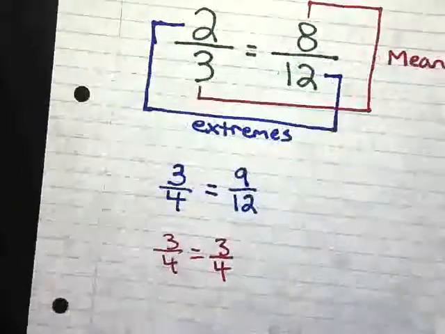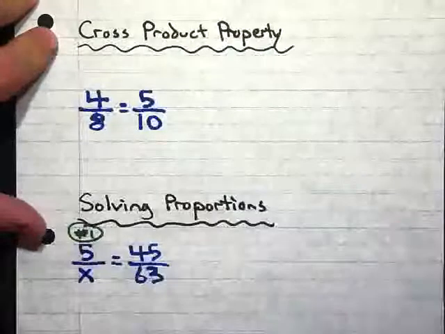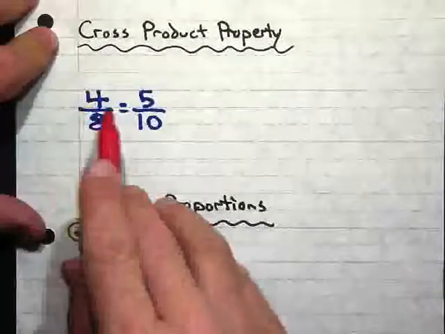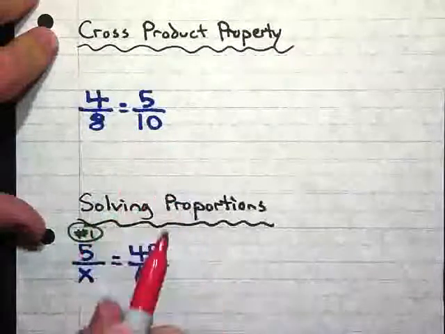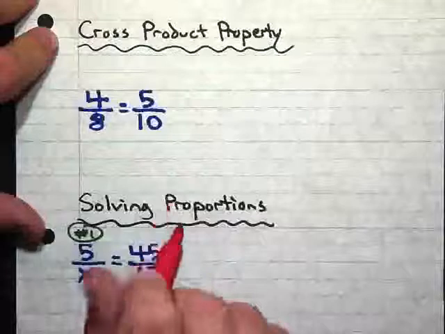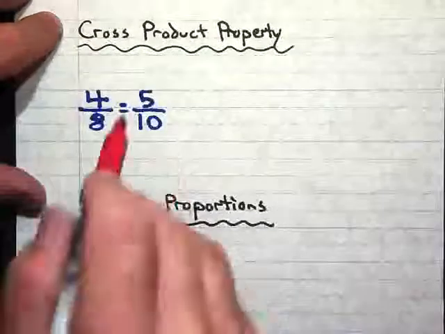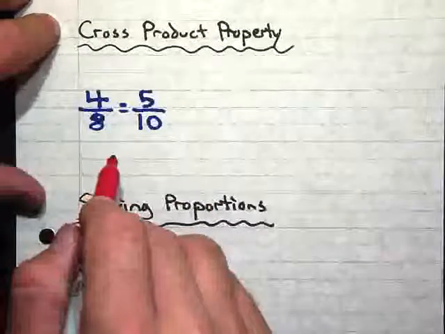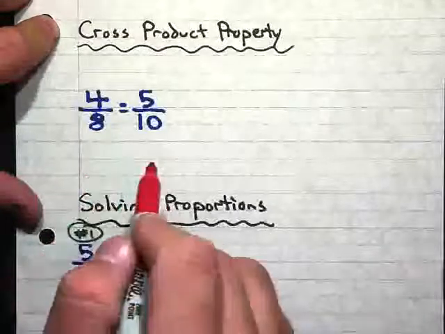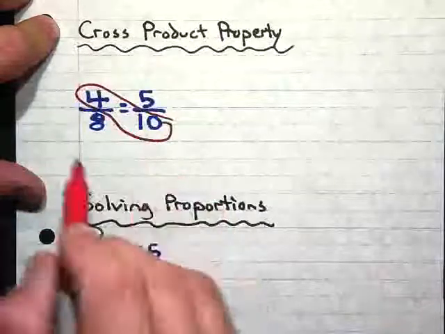All right. So let's take a look at how we can actually solve a proportion. I'm going to use a proportion where we already have the numbers, just so it's a little easier to see how the cross-product property works. Basically, the cross-product property states that if we multiply the product of each diagonal, we can set it equal to the other diagonal. So for instance, 4 over 8 equals 5 over 10.